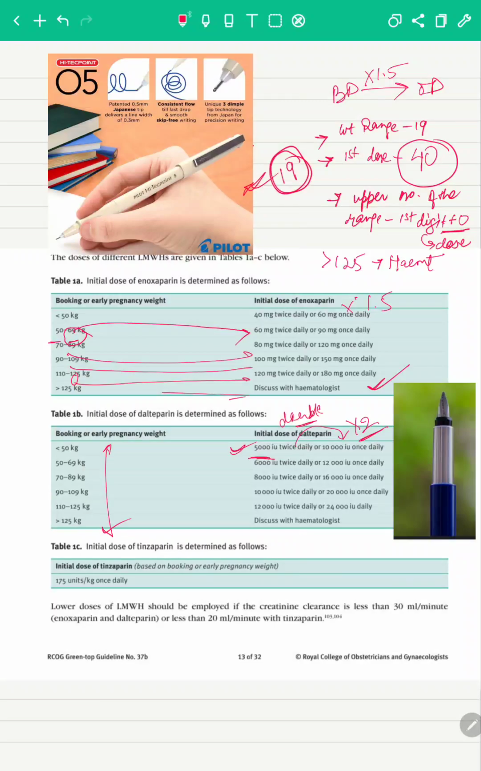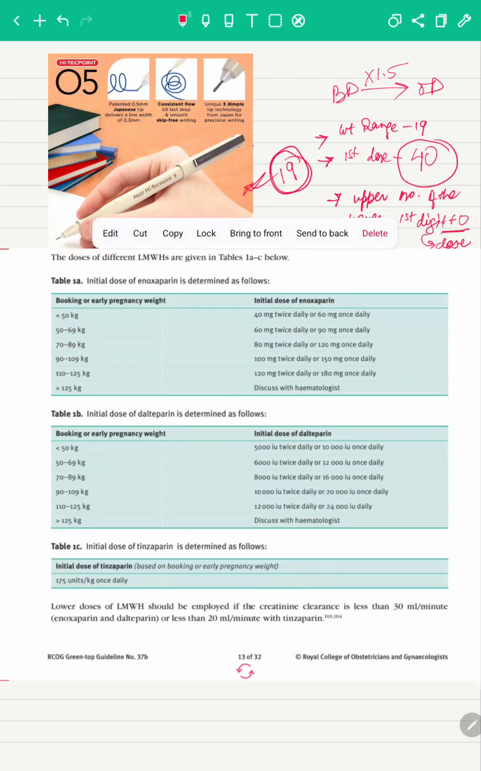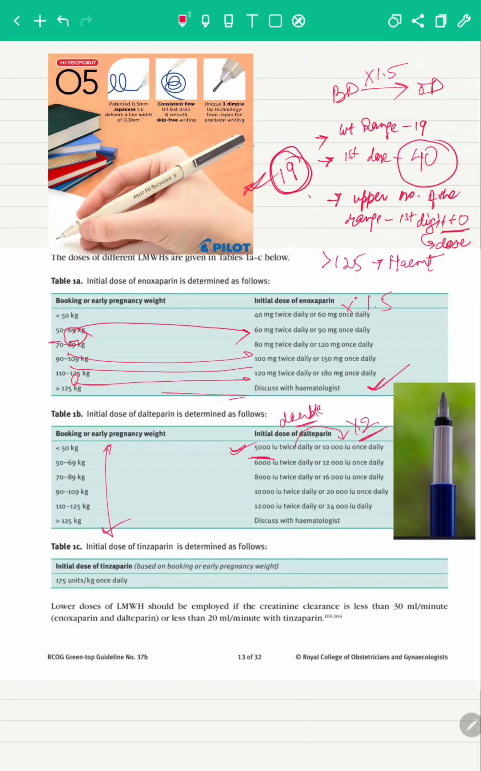See, there you were adding 1 zero. Here you know that this is not in tens. This Dalteparin is always in thousands. So you take a 6 and you add 3 zeros. Then again you take the upper digit's first number, you add zeros. Again you take 10, you add zeros. Again you take 12, you add zeros, and more than 125 is hematologist. So when the weight becomes 126, you refer the patient or discuss the patient with a hematologist. So these are very easy.